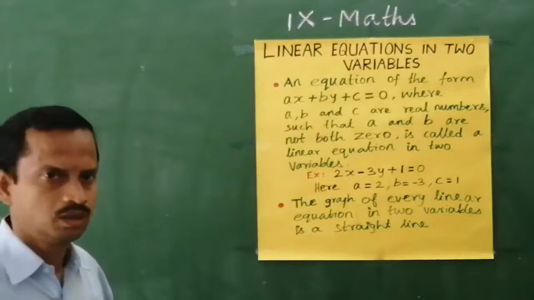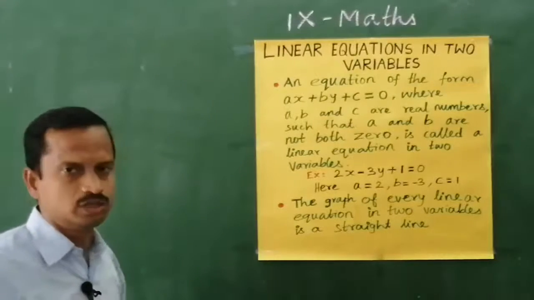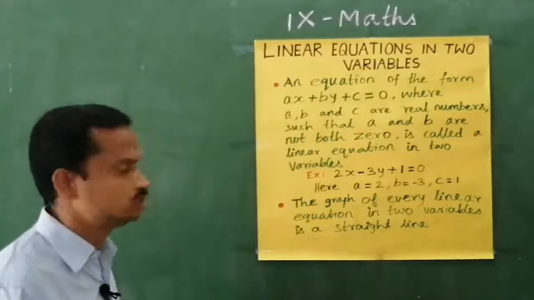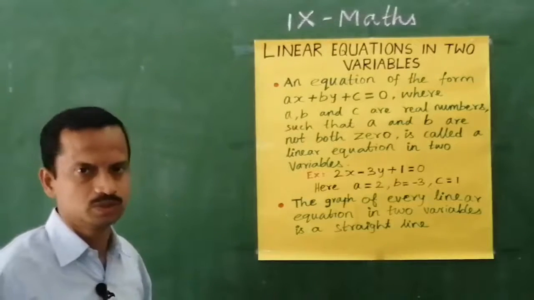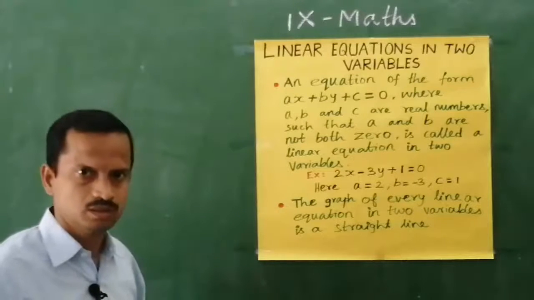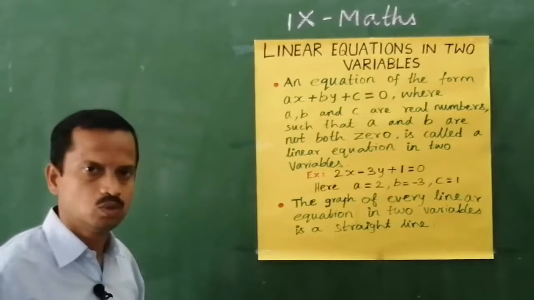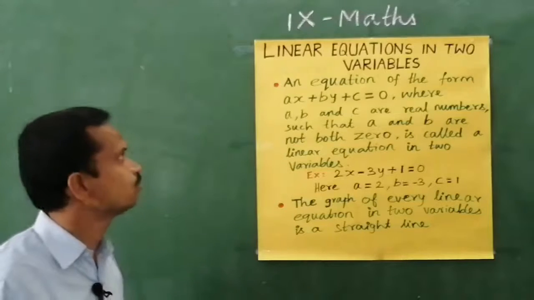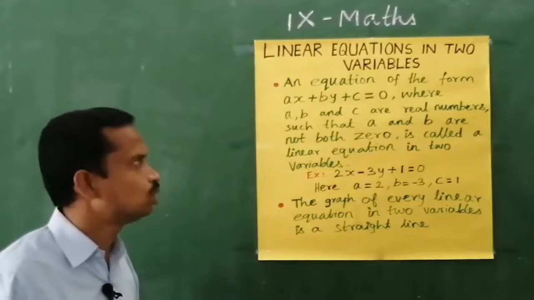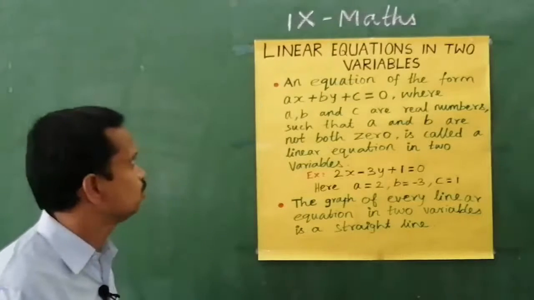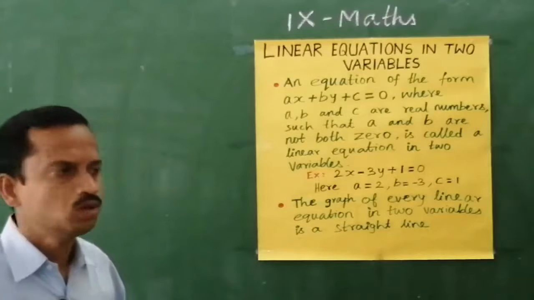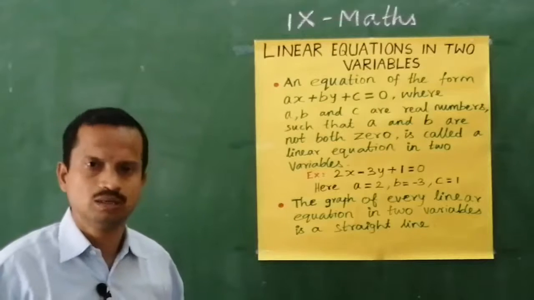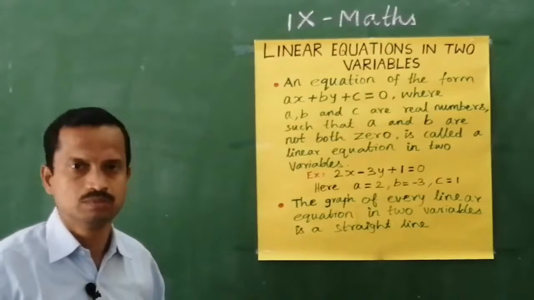Welcome children. Today in 9th standard mathematics we are going to see chapter 4, linear equations in two variables. In 8th standard you have read one variable linear equations, but here it is advanced, that is, two variables. So, what is meant by linear equation? An equation whose degree is 1, degree meaning the highest power of the variable.